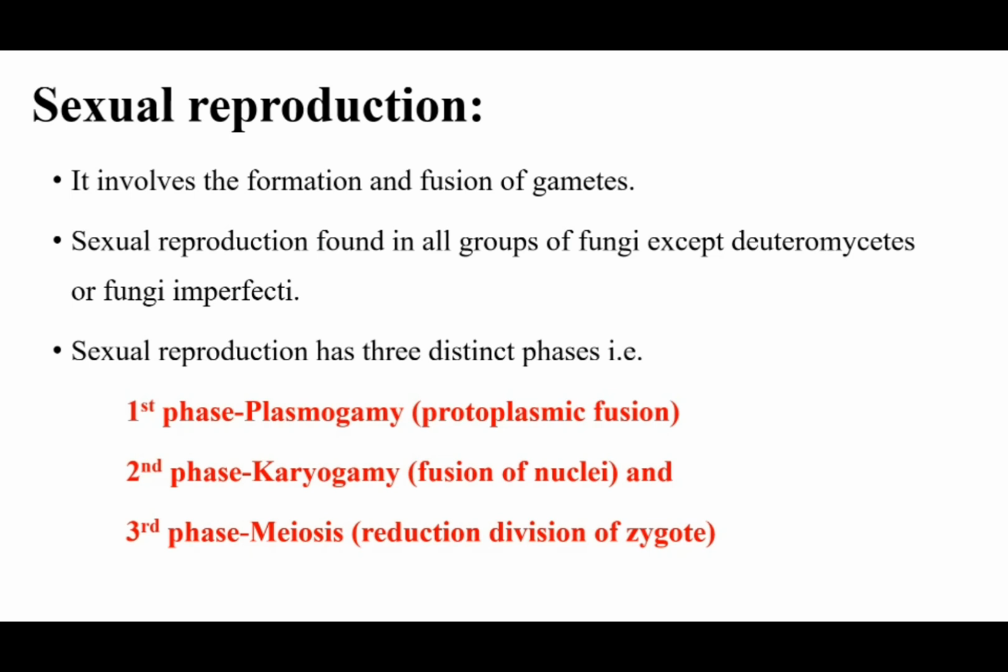What are those phases? The first phase is plasmogamy or protoplasmic fusion. Here only the protoplasmic content gets fused. Then the second phase, karyogamy, that means fusion of nuclei, and the third phase, meiosis, which is the reduction division of the zygote. In the first phase, the protoplasmic contents get fused. Then in the second phase, karyogamy occurs, that means fusion of two nuclei. After the fusion of two nuclei, one zygote is formed. Then meiosis occurs, the reduction division of that zygote.